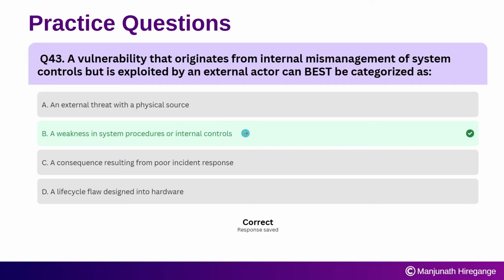Poor passwords, inadequate access control policies, or improper system configuration create opportunities for exploitation by threat actors, whether internal or external. Let us look at the other options. An external threat with a physical source describes a threat, not a vulnerability, so straight away you can omit it. The third option, a consequence resulting from poor incident response, is more of a consequence.